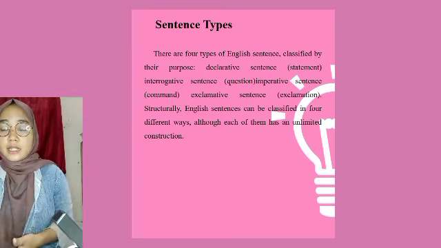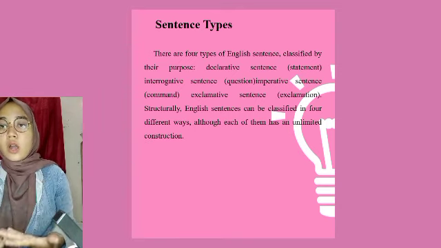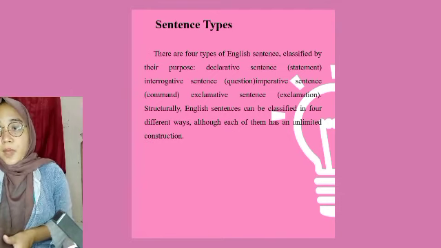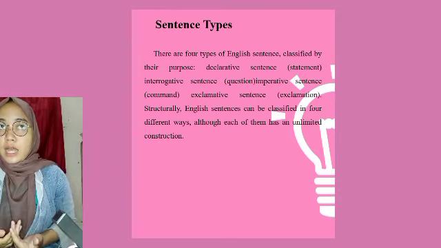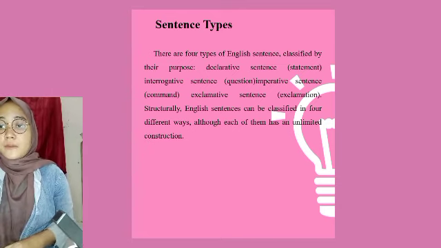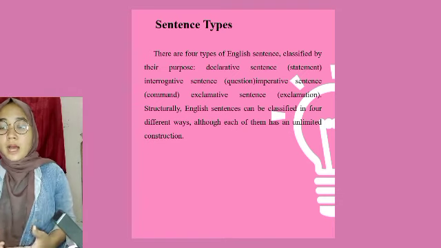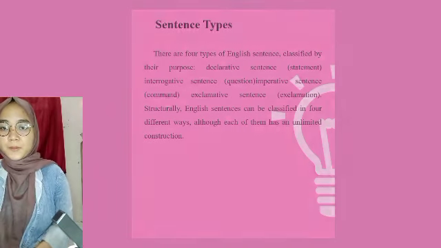Structurally, English sentences can be classified in 4 different ways. Although each of them has an unlimited construction, the classification is based on the number of independent and dependent clauses contained in a sentence. Independent clauses form complete sentences by themselves, while dependent clauses need other clauses to make a complete sentence. By knowing these types, writers can add complexity and variety to their sentences.